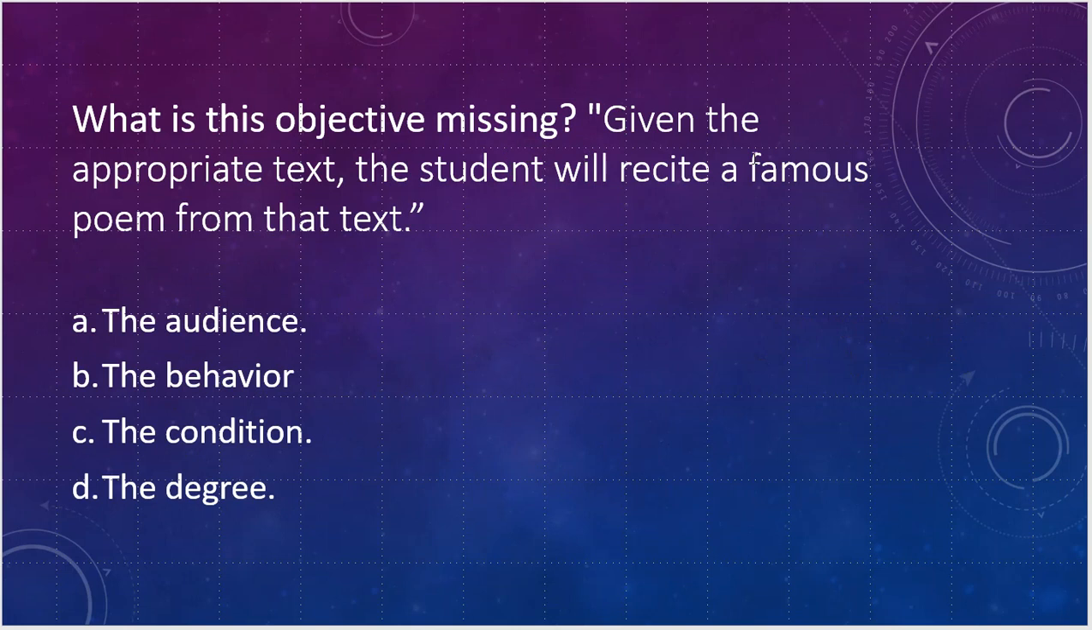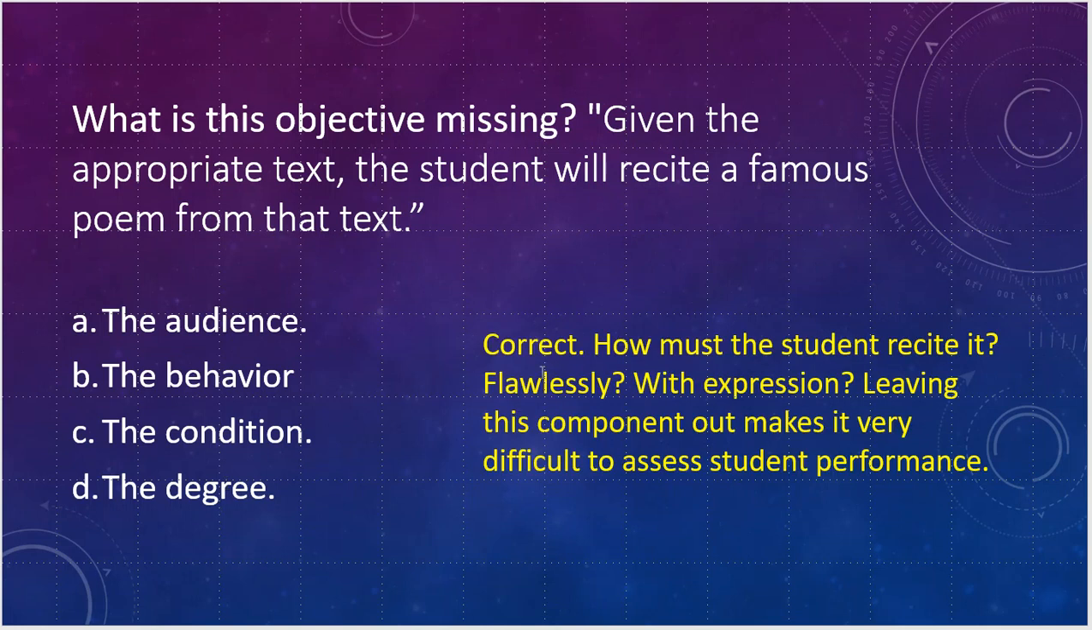Okay, what is this objective missing? Given the appropriate text, the student will recite a famous poem from that text. So, is it the audience, the behavior, the condition, or the degree? Correct, it's the degree. How must the student recite it? Flawlessly with expression. Leaving this component out makes it very difficult to assess the student performance.